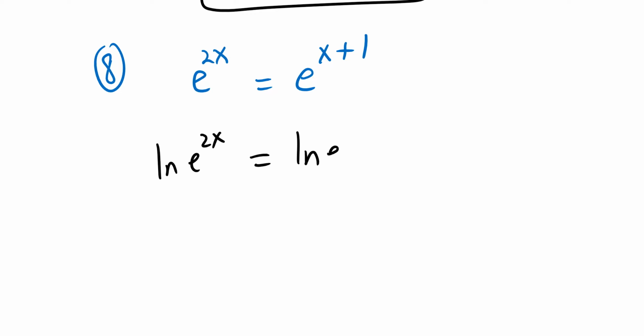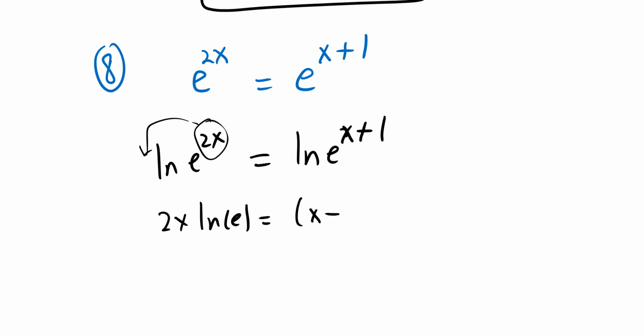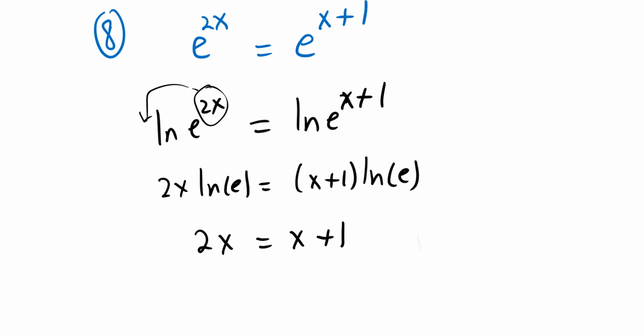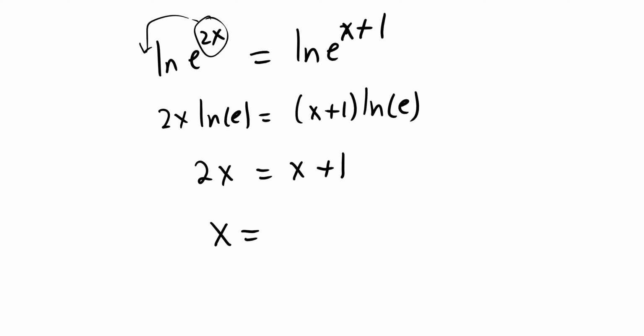Instead of that, you do ln. Or another way to look at this, you say, hey, they have the same base, so I can just set the exponents equal to each other. Here you can bring that down, 2x ln e, and the x plus 1 down, ln e. ln e is 1, so 2x equals x plus 1. Subtract x on both sides, and that gives me the x value.